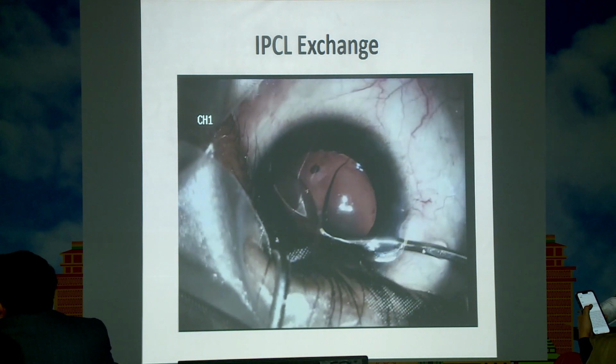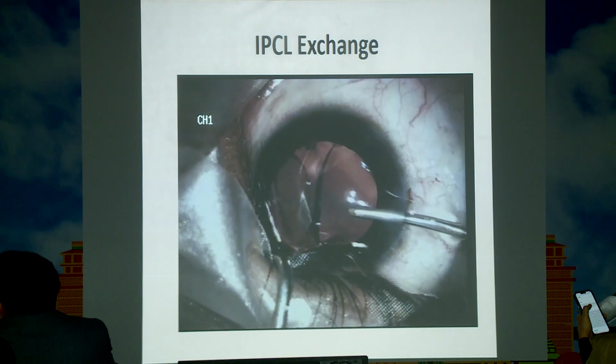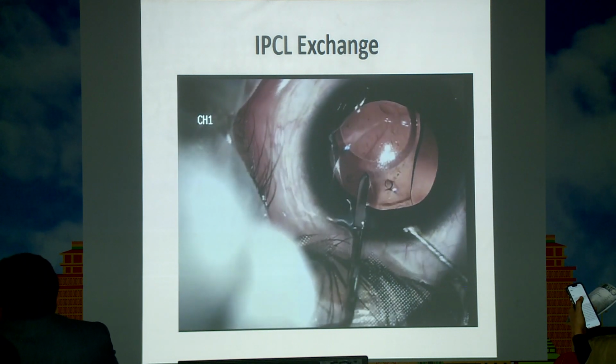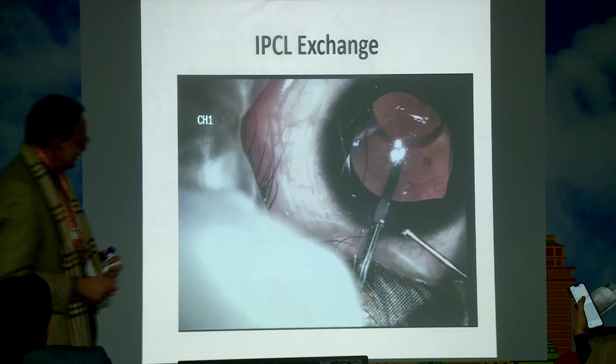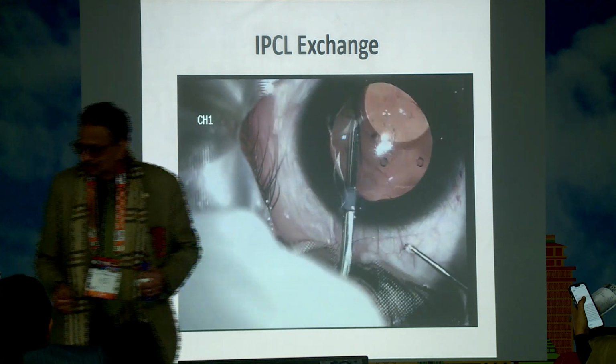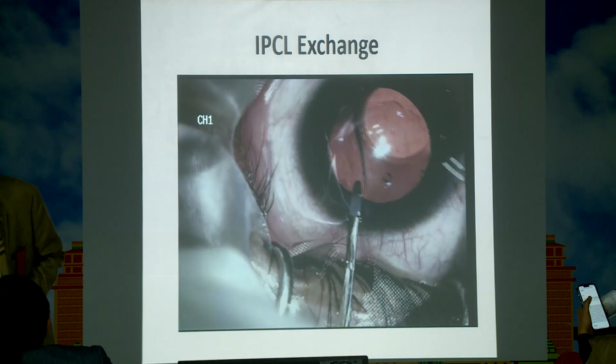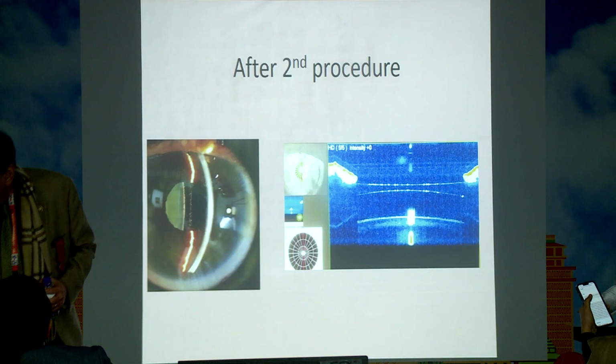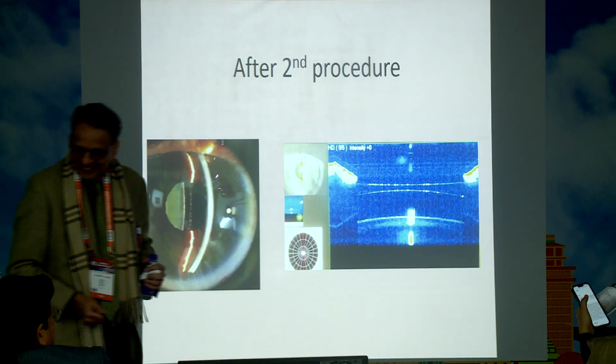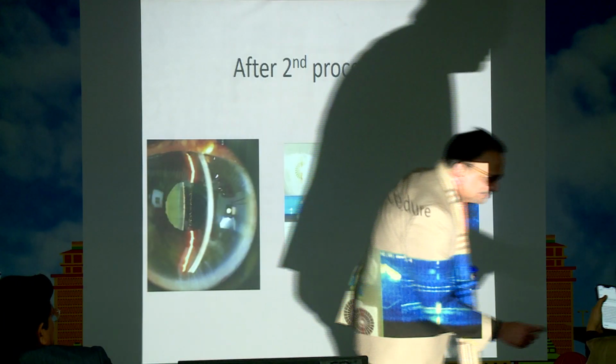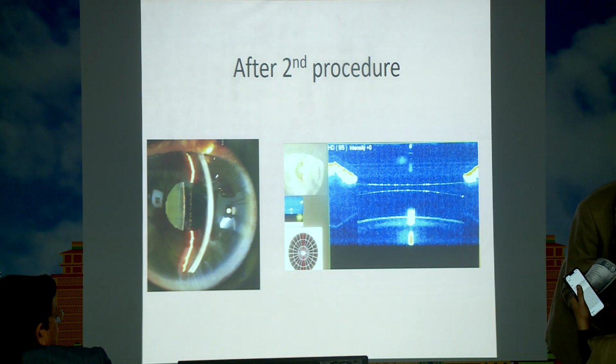And removing the lens is again a very delicate procedure. One has to take care of the endothelium of the cornea and the lens as well, and just nudging out the haptic, it can then simply be pulled out. And after the second procedure, the vault increased to a satisfactory level, and the patient improved.